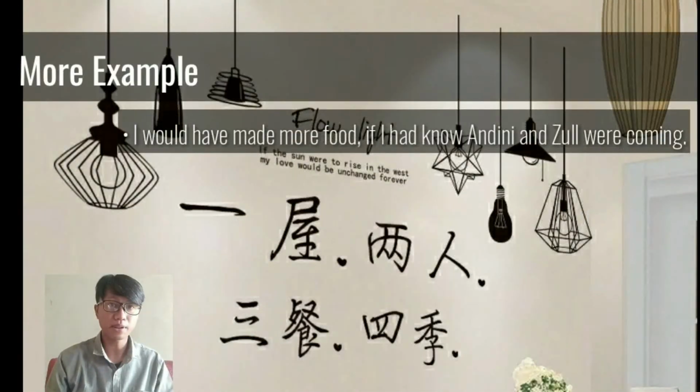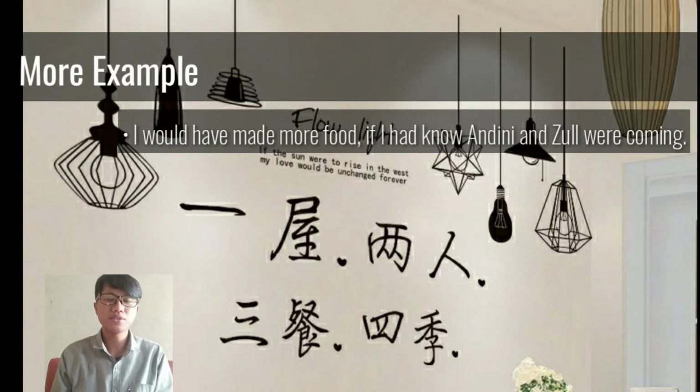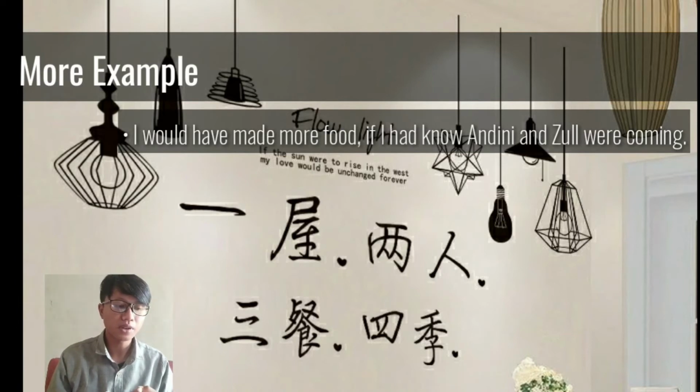Okay, more example. I would have made more food if I had known Andini and Zul were coming. In reality, I didn't make more food because I didn't know they were coming. So you can imagine, you can menghayal. Kalau misalnya kita tahu, kalau saya tahu mereka akan datang, saya akan membuat lebih banyak makanan, gitu.